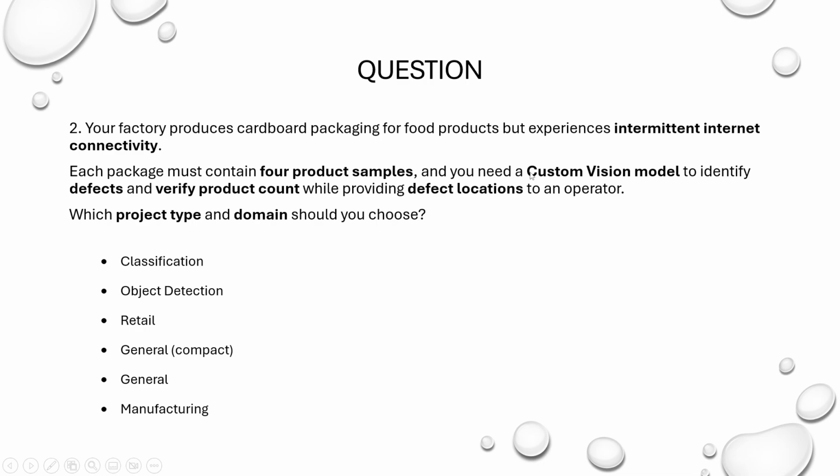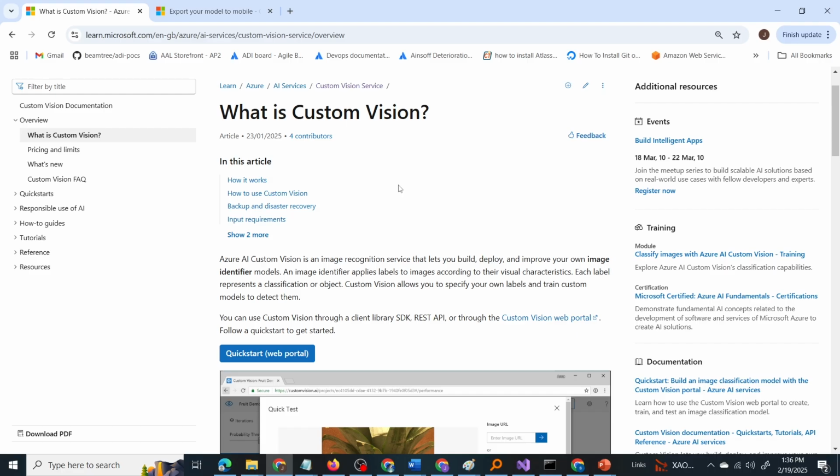Since the question is regarding custom vision, let us get into the Microsoft documentation of custom vision. What is custom vision? Custom vision is an image recognition service that lets you build, deploy and improve your own image identifier models. Custom vision allows you to specify your own labels and train custom models to detect them. So it is a custom model. You have to train the model with your own data or images.